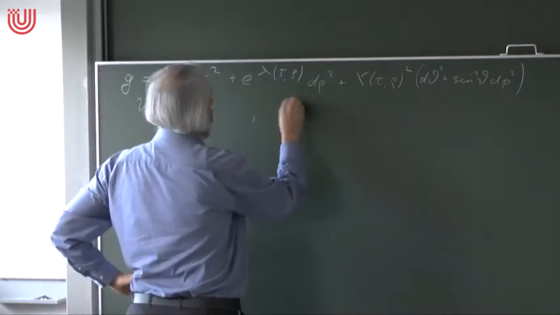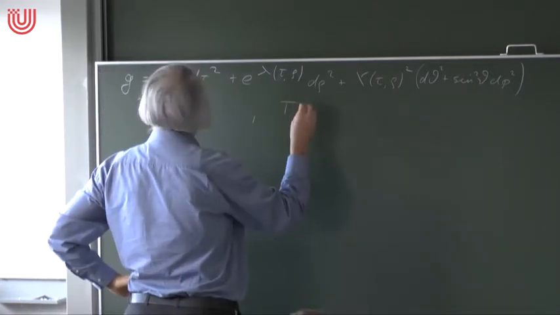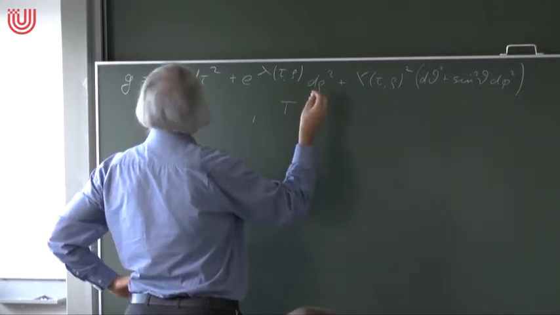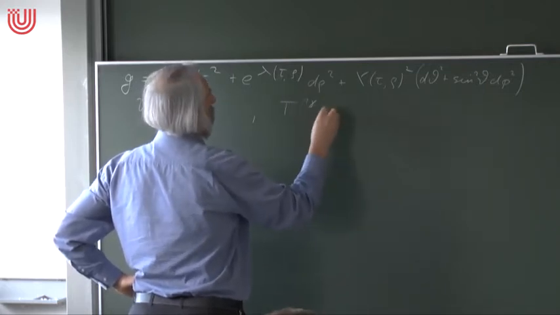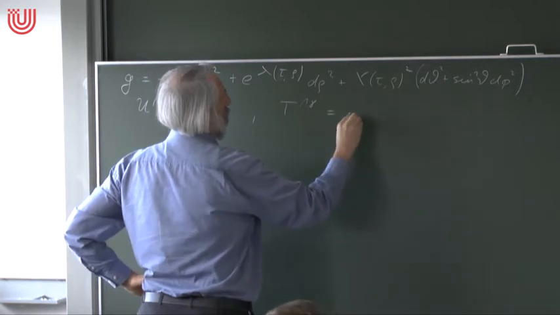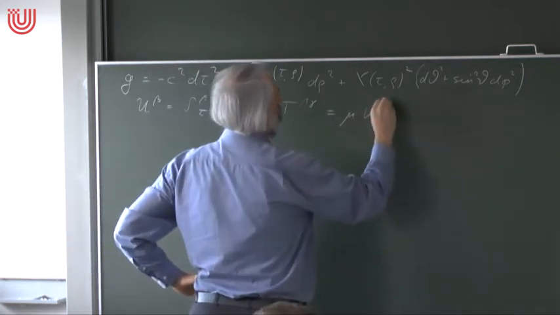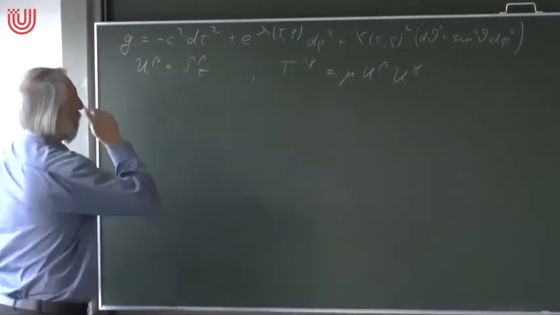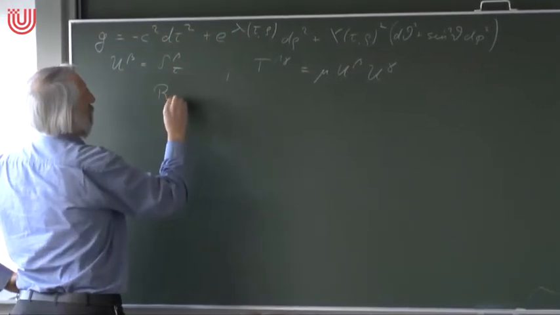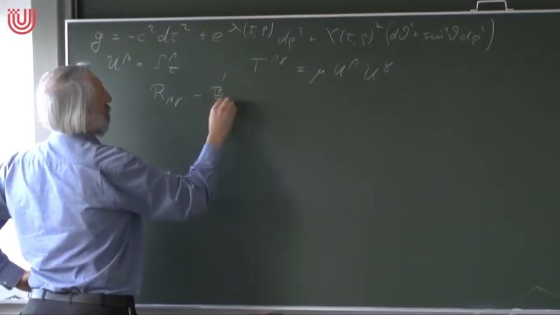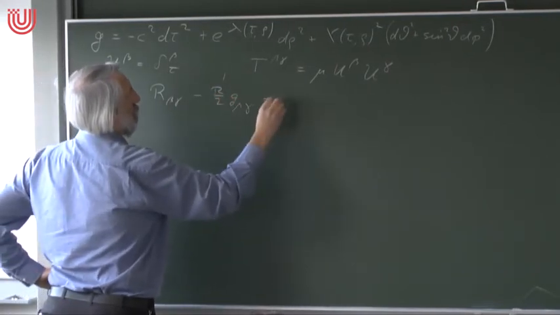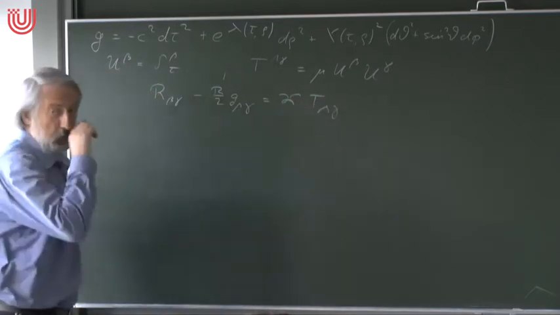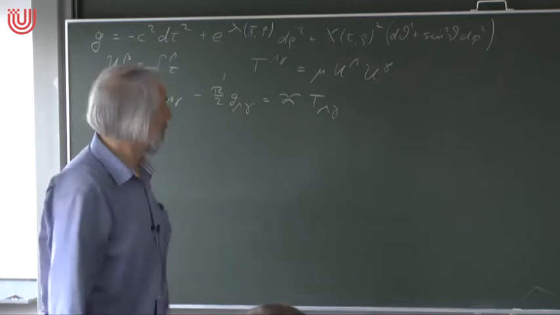And our energy momentum tensor, let me write it with the upper indices. I shouldn't use nu. Let's say T beta gamma is the mass density, u beta, u gamma. And what we want to do is we want to solve Einstein's field equation, R beta gamma minus R half g beta gamma is kappa T beta gamma. So that's a program for the next 1.5 hours.